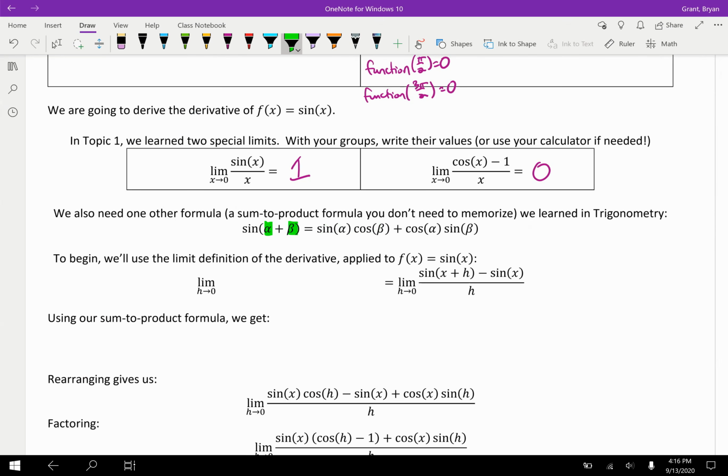I actually really like identities. It tells you can rewrite this as the sine of alpha times the cosine of beta plus the cosine of alpha times the sine of beta.